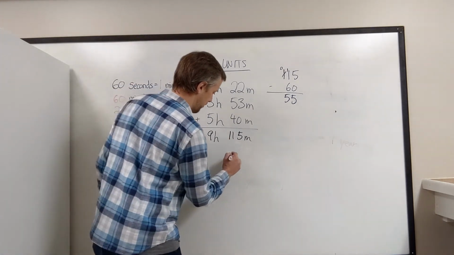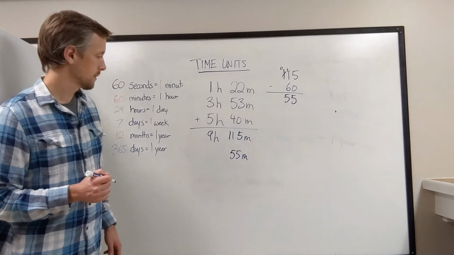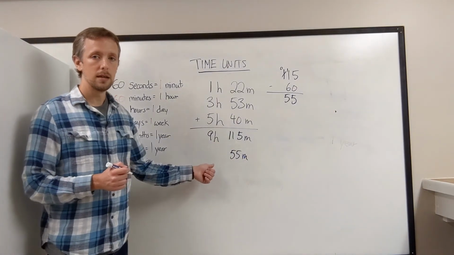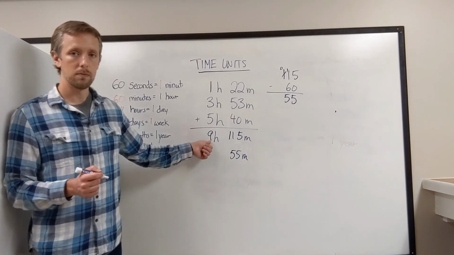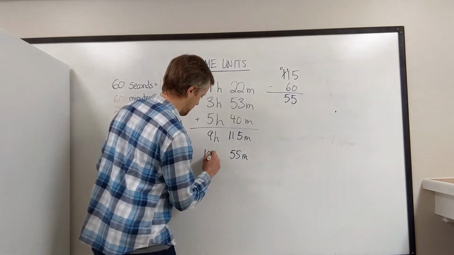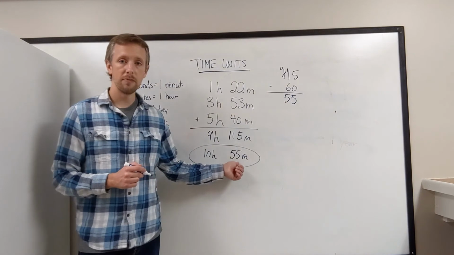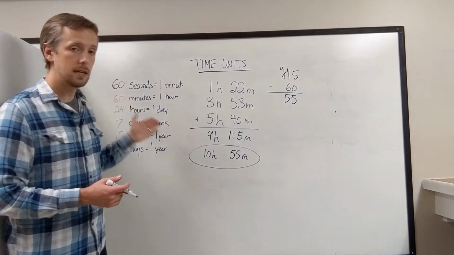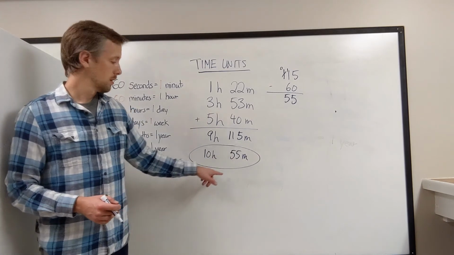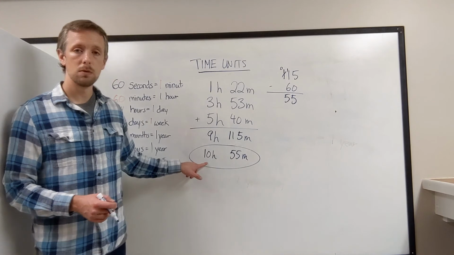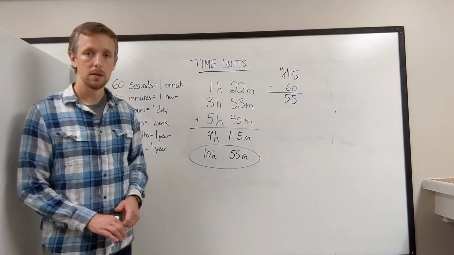So if we take 60 away from here, we end up with 55 minutes left. And we converted those 60 minutes into an hour, so we have to add 1 hour here. We had 9, now we have 10. 55 minutes is smaller than 60. It's less than a full hour, so we're not going to do any more conversion. Okay, we converted the 60 minutes up to an hour, and we now have 10 hours and 55 minutes. And that's our final answer.